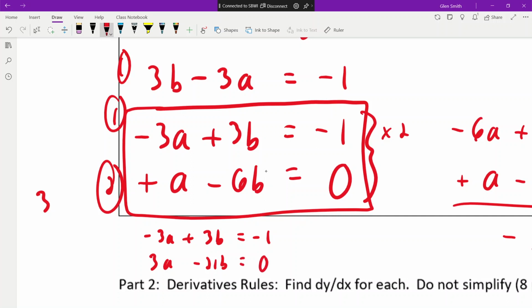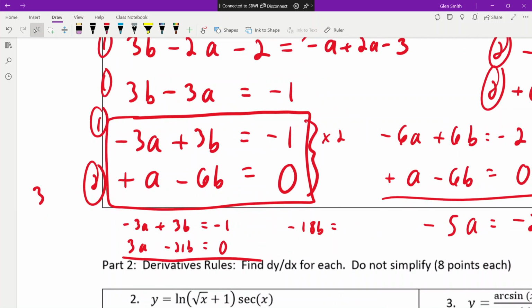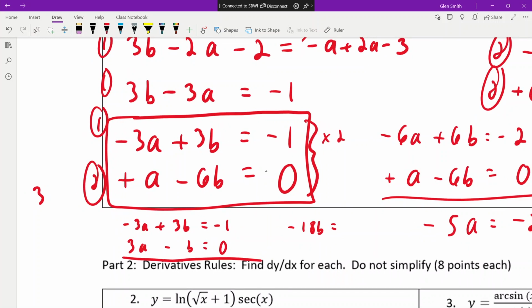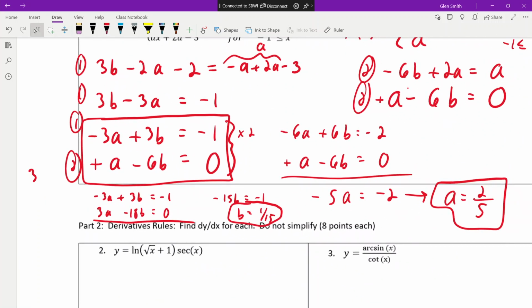equals 0. And when you add those up, the a's cancel and you get negative 18b. What did I mess up here? This is wrong too, guys. Jesus. I'll have to record this later. I don't have 2 errors in one question. What did I do wrong? Because 3 times 6 is 18. What is going on? There we go. Negative 15b equals negative 1, so b is 1/15. There we go. All right? We're going to stop on that one.